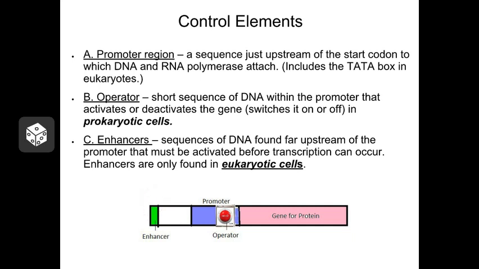Now I need to point out that this little diagram is a little bit deceptive, and that's because operators occur in prokaryotic cells, whereas enhancers only occur in eukaryotic cells. So you won't ever actually see a piece of DNA like this that has both operators and enhancers in it.